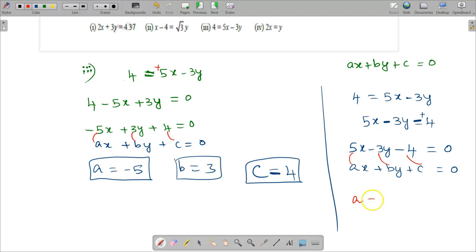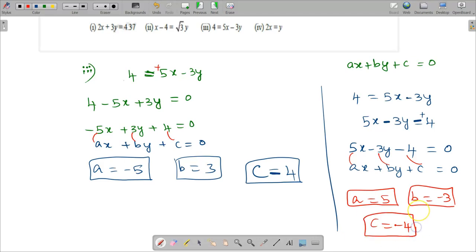So the x coefficient is 5, so a is equal to 5. The y coefficient is minus 3, so b is equal to minus 3. c is the constant, so c here is minus 4. So just write it as minus 4.